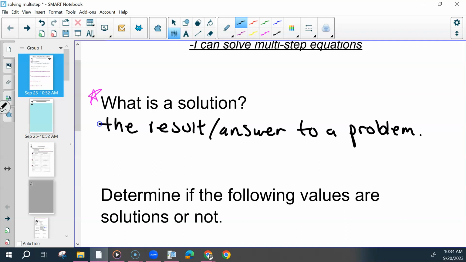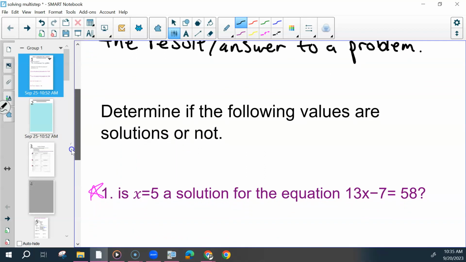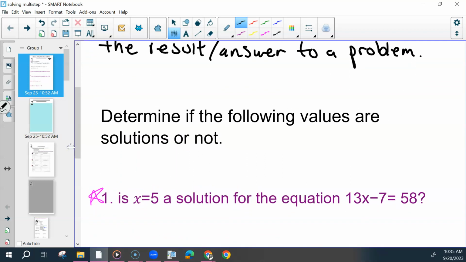So now that we know what a solution is, this next part we're going to determine if the following are solutions or not. For number 1, let's say I solved this equation, 13x minus 7 equals 58, and I got x equals 5 as the answer. How would I know that this is the answer? How could I check myself? Ella?